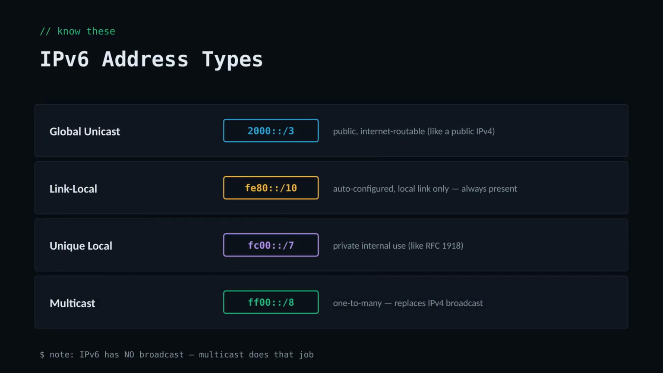With the format down, let's look at the address types you'll actually meet in the wild. Global unicast, starting with 2000::/3, is your public Internet routable address, the IPv6 equivalent of a public IPv4. Link local in the FE80::/10 range is auto-configured on every interface and used only on the local link. Unique local under FC00::/7 fills the role of private addressing like RFC 1918 did for IPv4. And multicast FF00::/8 handles one-to-many traffic, because here's the key thing to remember. IPv6 has no broadcast at all.